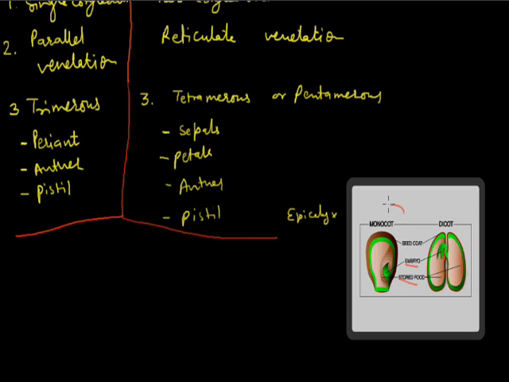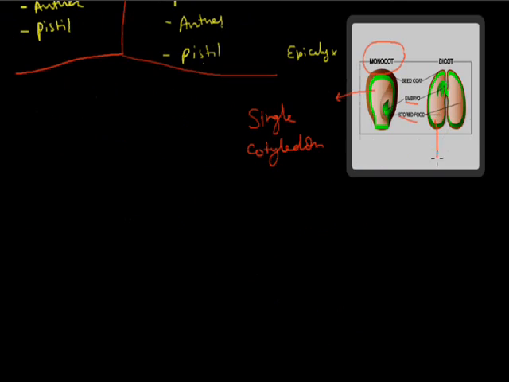So first of all, this is the monocot seed. It has a single cotyledon in the structure. While in the case of dicot, it has two cotyledons, one and another. This is the two cotyledons. So we call it the dicot. So on the basis of cotyledon, the flowering plants can be divided into two groups. One is the monocot, second we call dicot here.